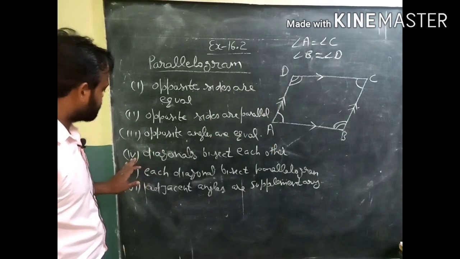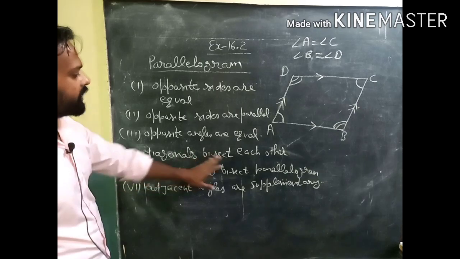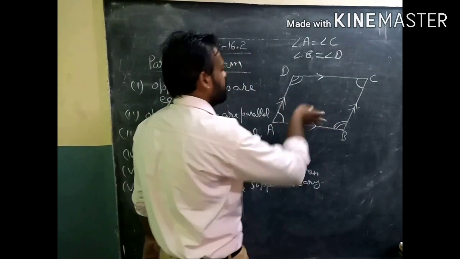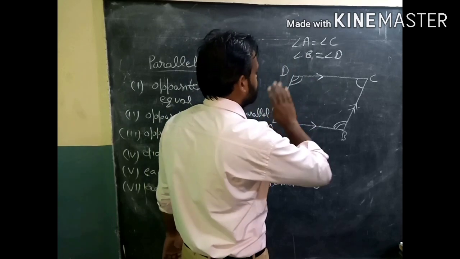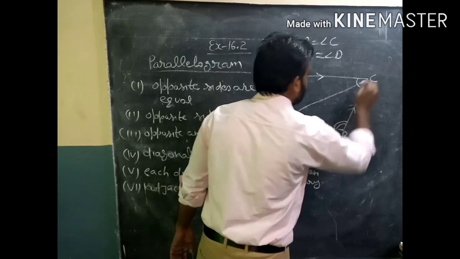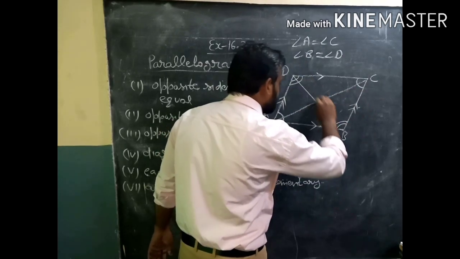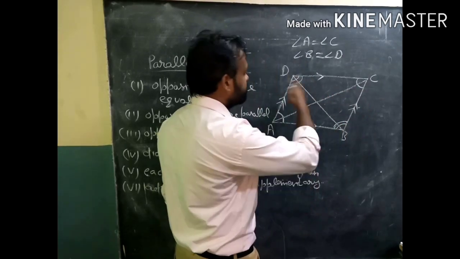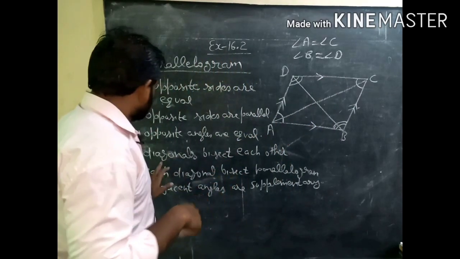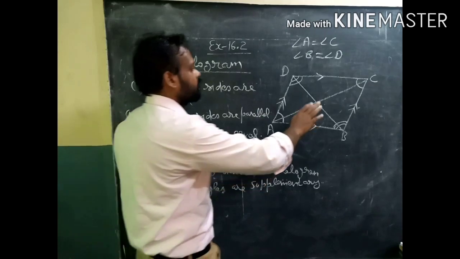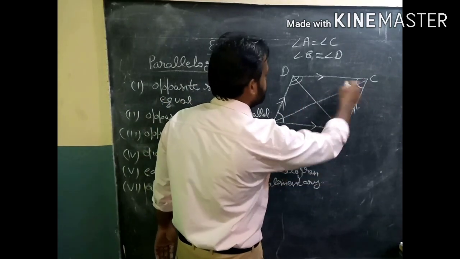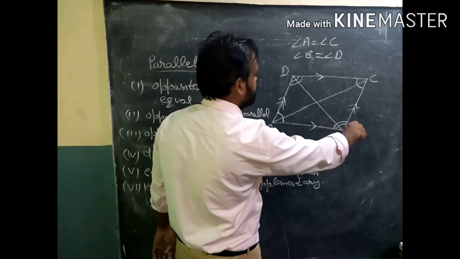Now see the fourth part: diagonals bisect each other. As I already explained in my previous video in 16.1, AC is called a diagonal, and BD is also a diagonal of this parallelogram. The important point is that diagonals bisect each other, so when I draw diagonal AC, it bisects diagonal BD.